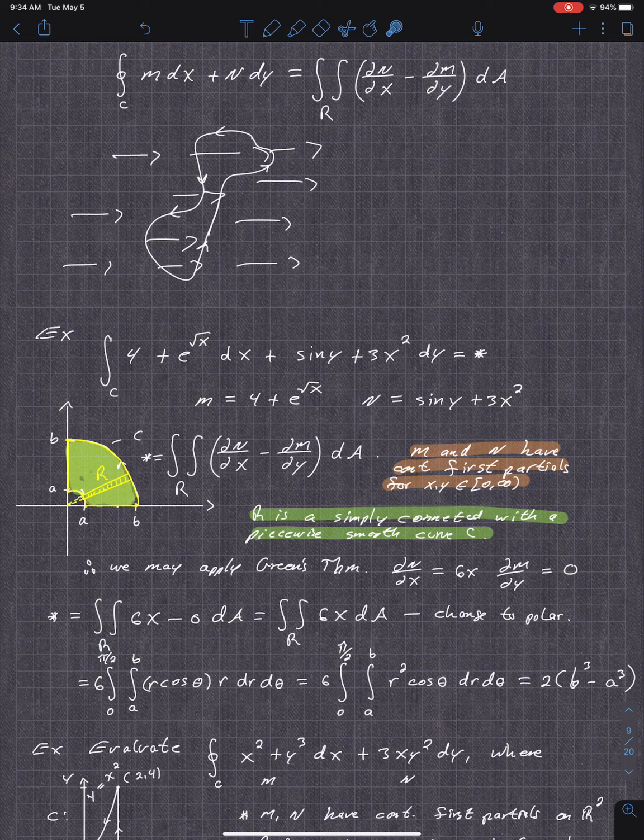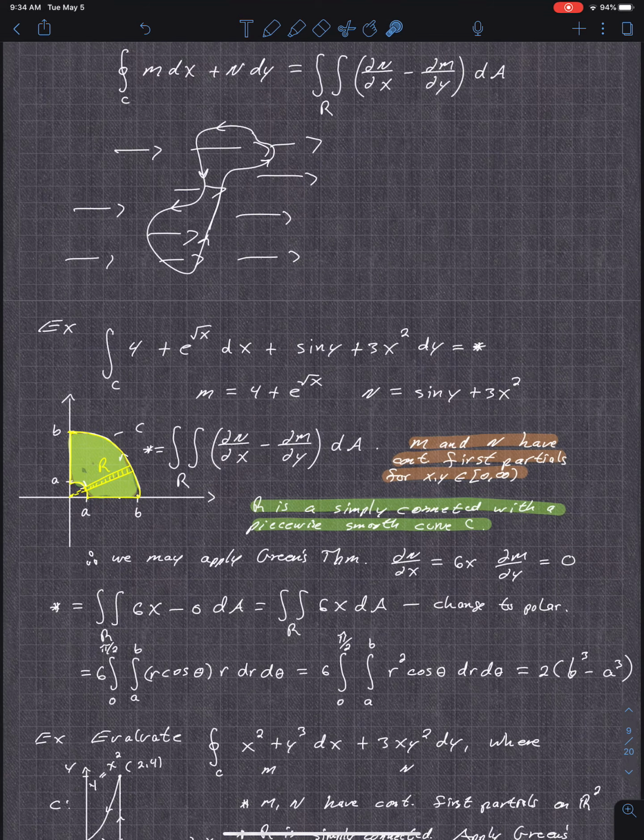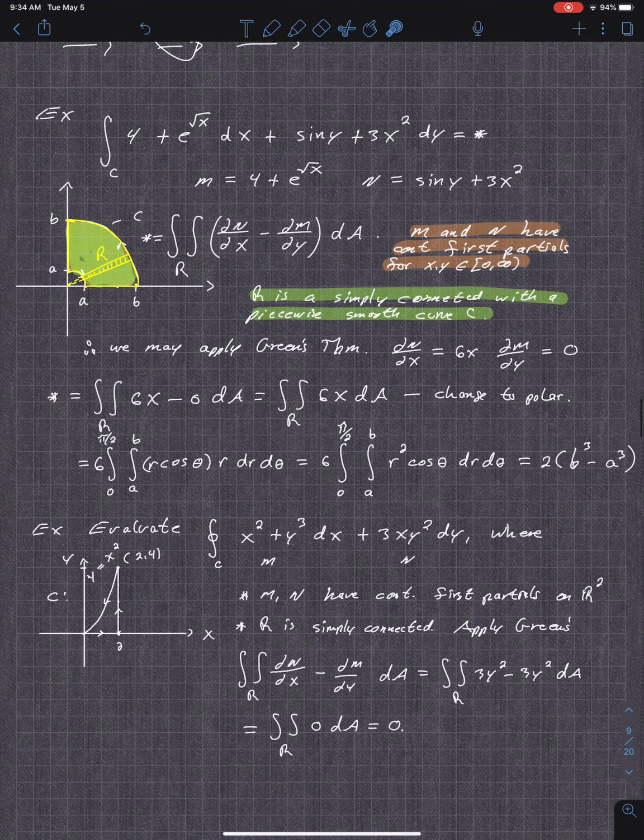All right, so the curve is given here: 4e to the root x dx plus sine y plus 3x squared dy. So here's M and N. So the line integral would look like this. And C is given by this arc. It's an arced region, so that's given. So C is the boundary, the one in yellow there.